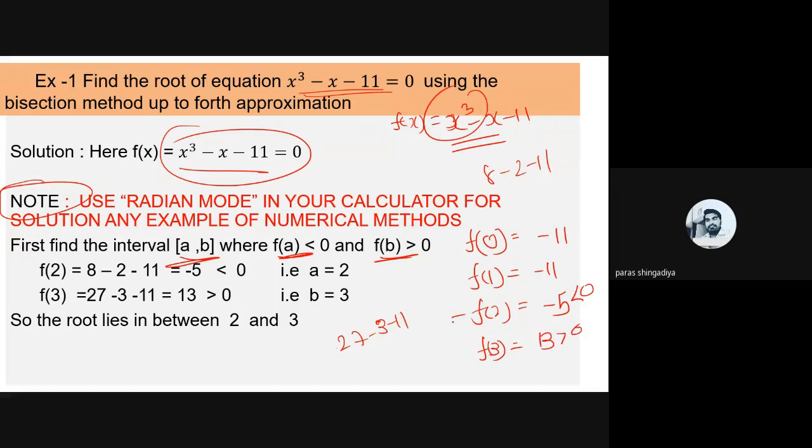So here at 2, f of 2 is negative, and at 3, f of 3 is positive. So we can say that our required interval is 2 and 3. Clear? So the required root lies in between 2 and 3. This is your first step to apply the bisection method: find the interval AB where f of a is negative and f of b is positive. Clear?